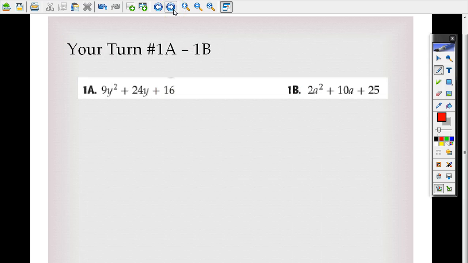Here's your turn, numbers 1a and 1b. Go ahead and take out that paper and factor those two. Okay, again, I will write for you here. If you have a squared plus 2ab plus b squared, that can be factored as a plus b squared. Now if it's a minus, then you just put a minus here as well. So go ahead and pause the video and do numbers 1a and 1b and come back when you're done.